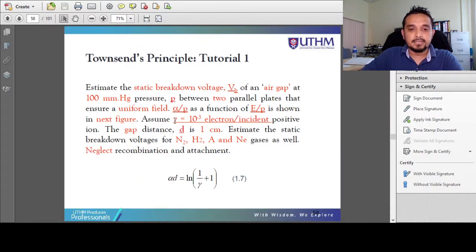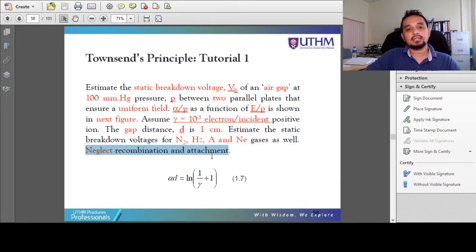Assume gamma, the secondary Townsend coefficient, is 10 to the power of minus 3 electrons per incident positive ion. The gap distance d is 1 centimeter. Estimate the static breakdown voltage for nitrogen, hydrogen, argon, and neon gases as well. Neglect the recombination and attachment. This is the assumption.